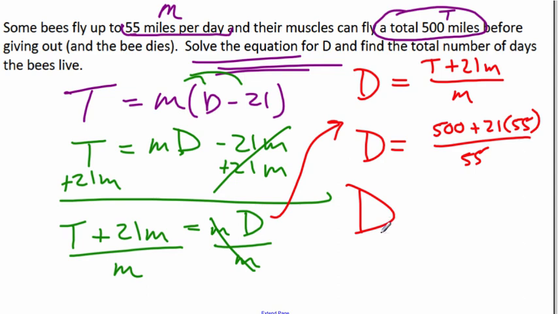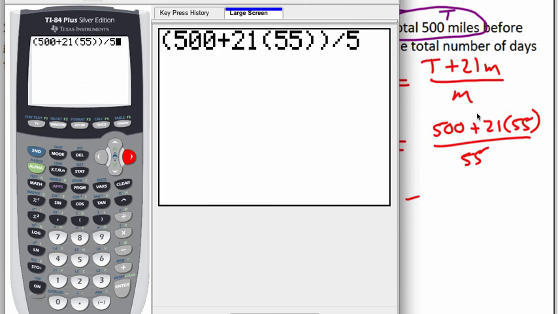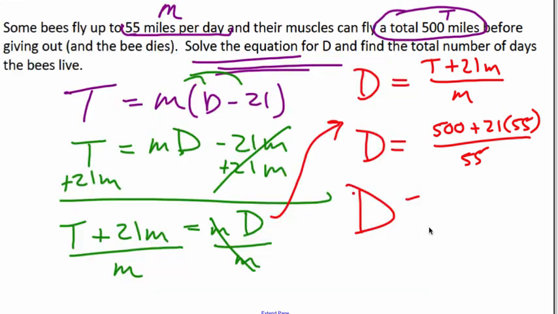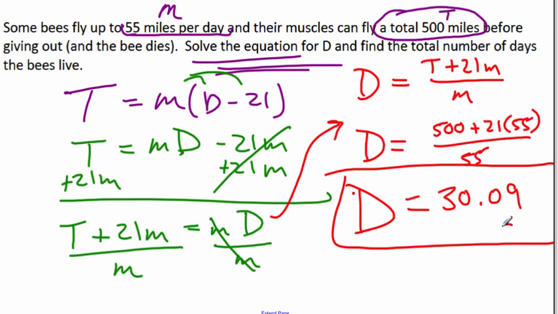Let's get the calculator up here. Okay, so we have 500 plus 21 times 55. Put that in the top. Make sure you use parentheses, grouping symbols, with that division sign. We want to divide that all by 55. Final answer, 30.09. So we're going to say that the total number of days that one of these bees can live is 30.09, which is just about a month. That poor little bee. But that's it. Let's put a unit on here, shall we? Days. That's always good to do. All right, so that's it.